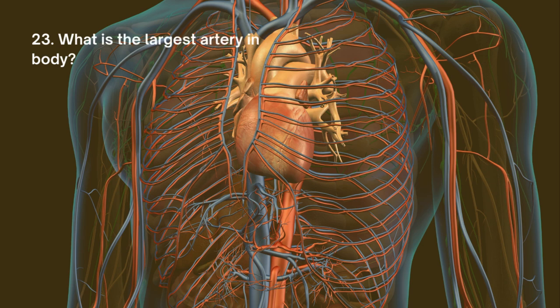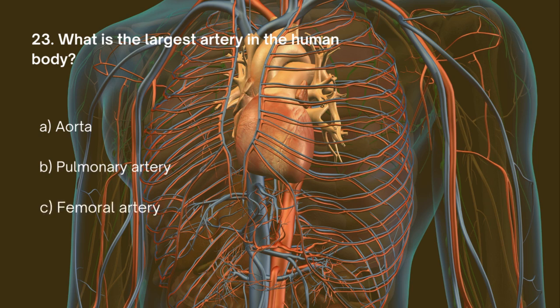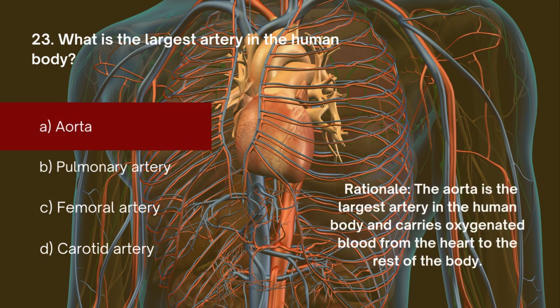23. What is the largest artery in the human body? A. Aorta. B. Pulmonary artery. C. Femoral artery. D. Carotid artery. Rationale: the aorta is the largest artery in the human body and carries oxygenated blood from the heart to the rest of the body.